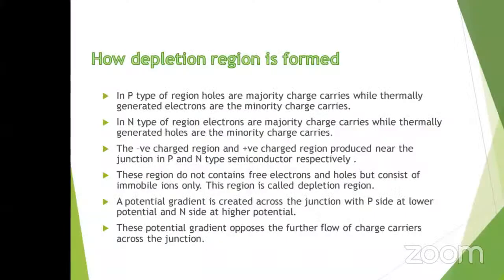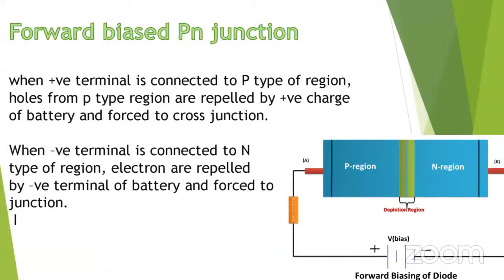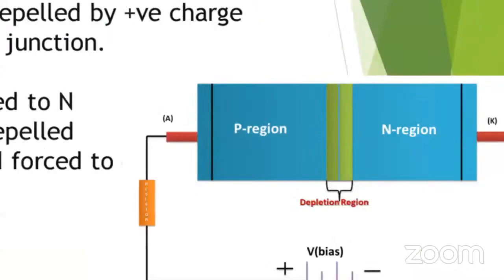Now, formation of a forward bias PN junction. In this circuit of a PN junction, when the positive terminal is connected to the P type semiconductor and the negative terminal is connected to the N type semiconductor, then the PN junction is said to be forward biased. When we connect the positive terminal of the battery to the P type region, by Coulomb's law, holes from the P region are repelled by the positive terminal of the battery and forced to cross the junction.